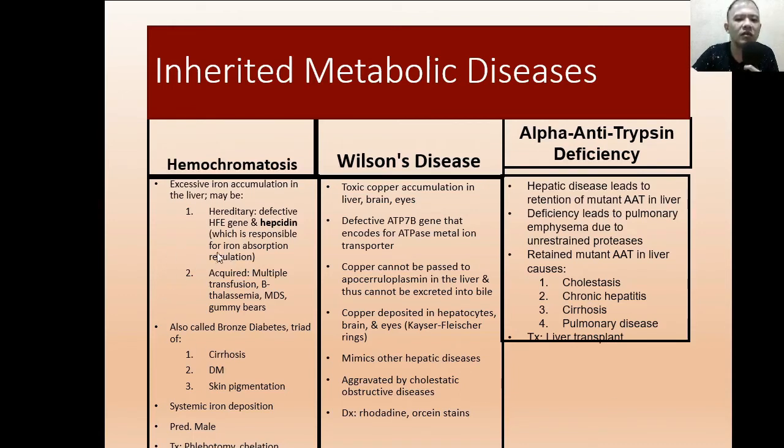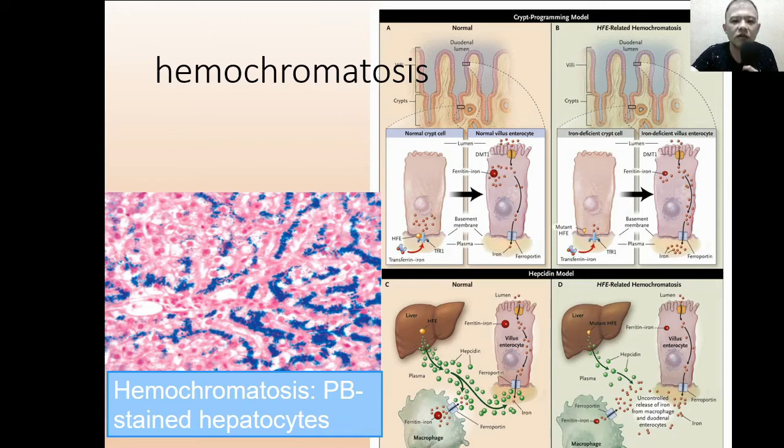So hemochromatosis can also be acquired secondary to excessive blood transfusion. It's also called bronze diabetes because it leads to, number one, again, cirrhosis. If it's accumulated in the pancreas, it causes diabetes mellitus and bronze skin pigmentation. The treatment is phlebotomy. So you have to get rid of the blood that is very high in iron. Wilson's disease.